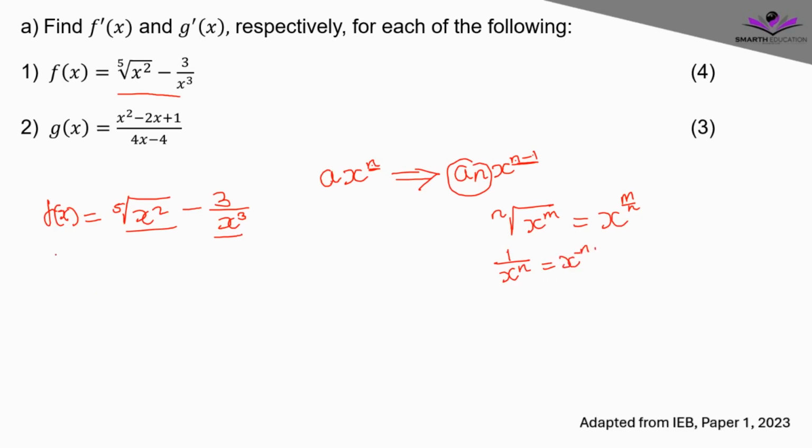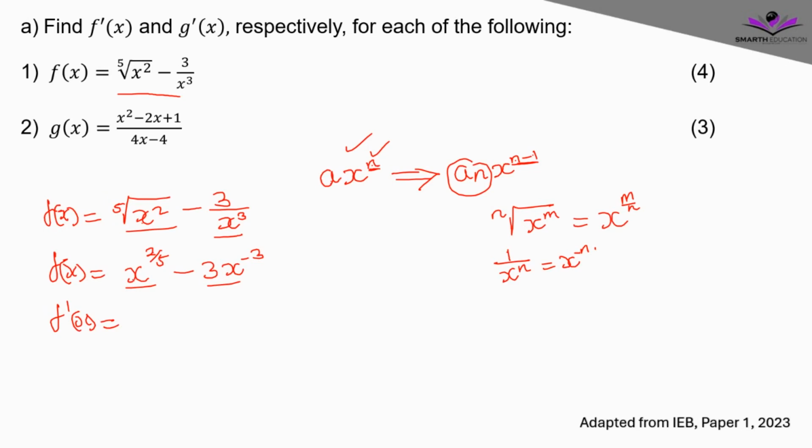Okay, so we can rewrite this. We haven't derived yet, we're just rewriting this. This one is x to the power 2 over 5, then minus 3 times x to the power negative 3. Now we have this in the form of this, we have this in the form of this, so we can derive now.